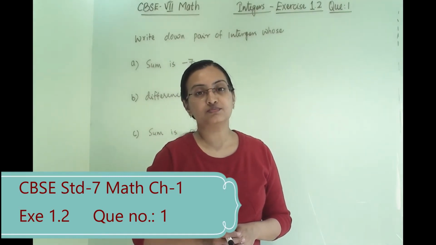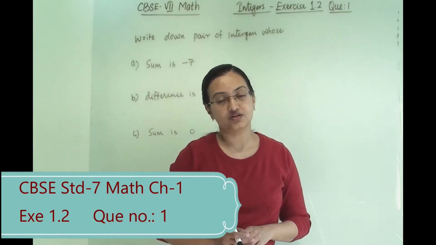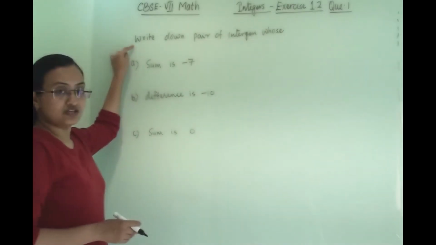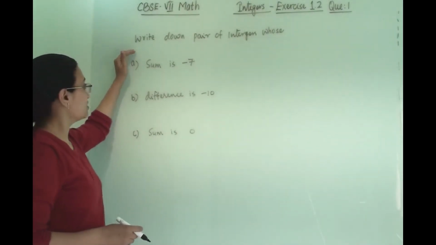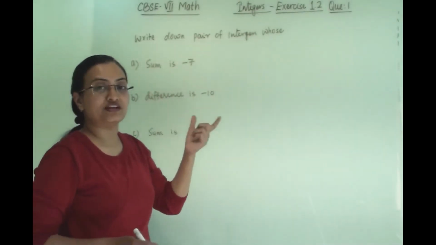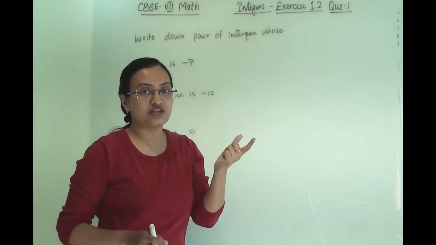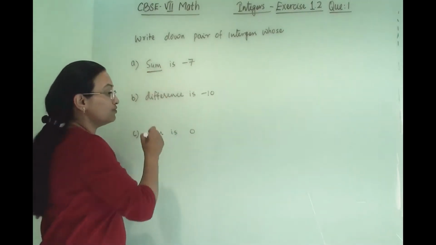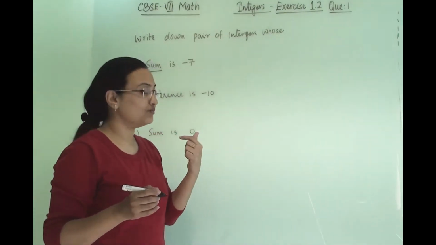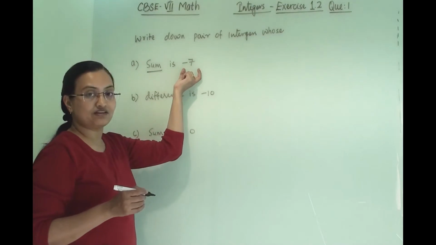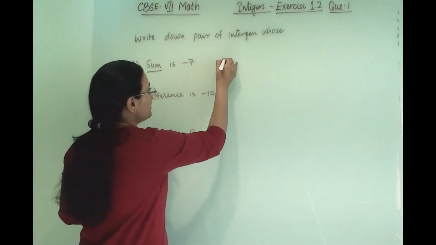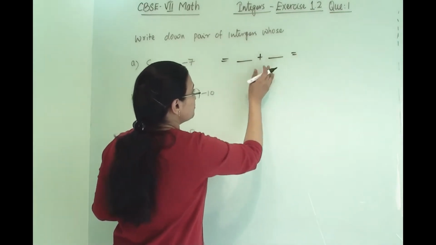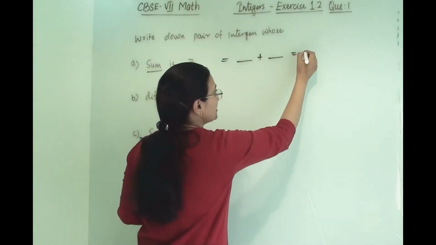This is under CBSE Math chapter number 1. So under the integer chapter, this is exercise 1.2 and this is question number 1. We have to find a pair of integers, that means two integers whose sum, when we add them, gives minus 7 as the answer. So when addition is there, we need two integers whose sum is minus 7.